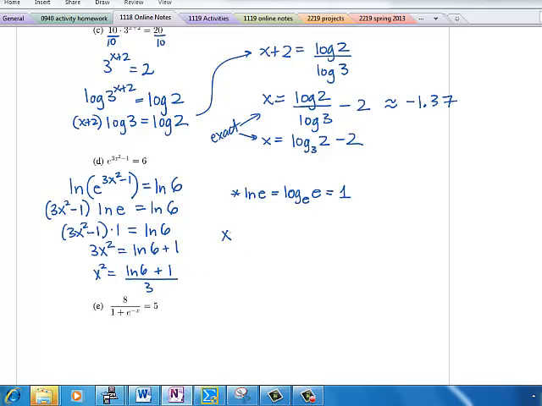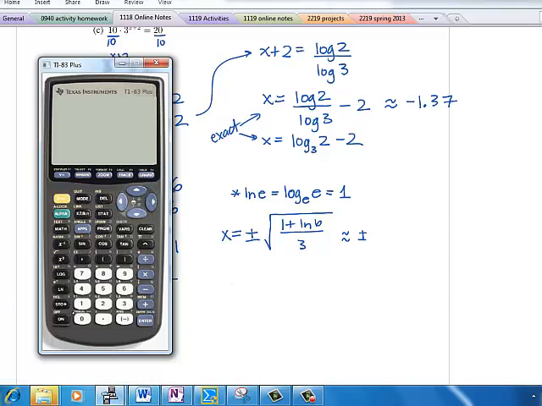So we'll have x equals, be careful about this, positive or negative square root of, I'm going to write it this way, 1 plus natural log of 6 over 3. And then we want the approximate values. So I'm going to do natural log of 6 plus 1 over 3.